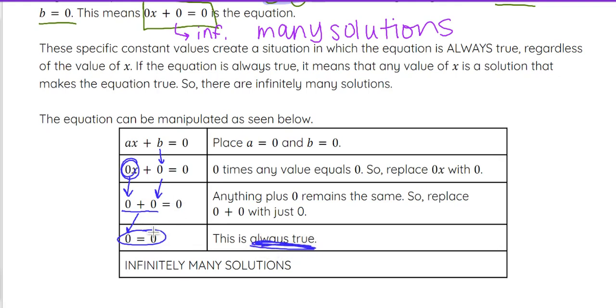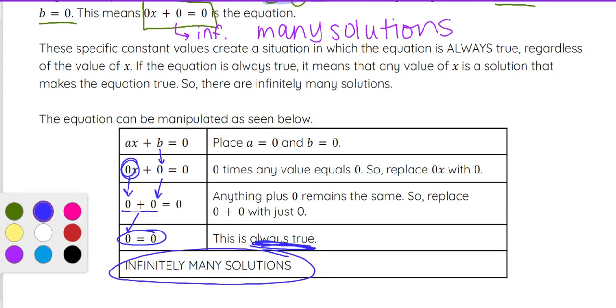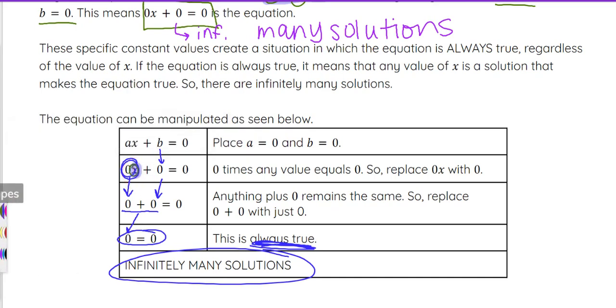And if that is always true, then that tells us that we have infinitely many solutions, because no matter what x value we put into that equation back up here, it will come out to be a true statement. 0 times 7, 0 times -4, 0 times 172. Whatever we put in for x, 0 times that number is going to be 0. Add 0 to it, you're going to get 0, and 0 equals 0 is true.